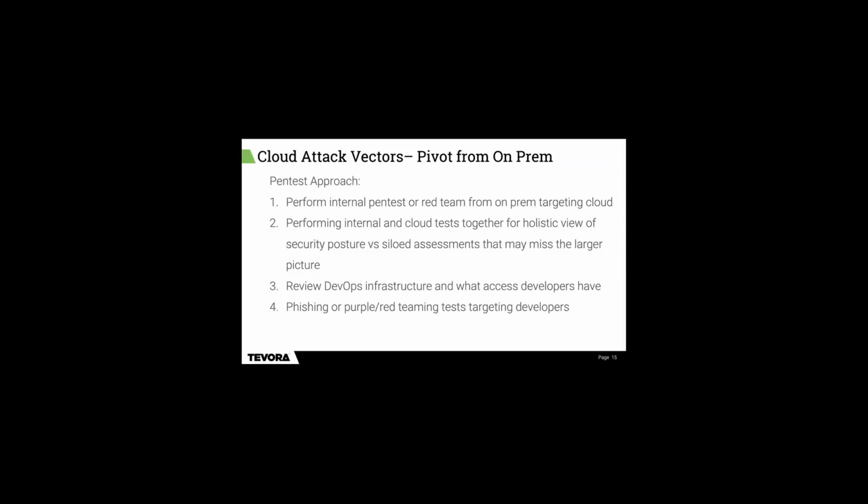Number 3 is, review DevOps infrastructure and what developers have access to. One of them is reviewing their group permissions in AD, seeing what they have local admin access to. I've seen developers have local admin access to 20 machines. While that makes it easier to get your day job done, because you can just be local admin and do whatever you want on the system, it does create a pretty big attack path, a way to pivot from one machine to another machine.